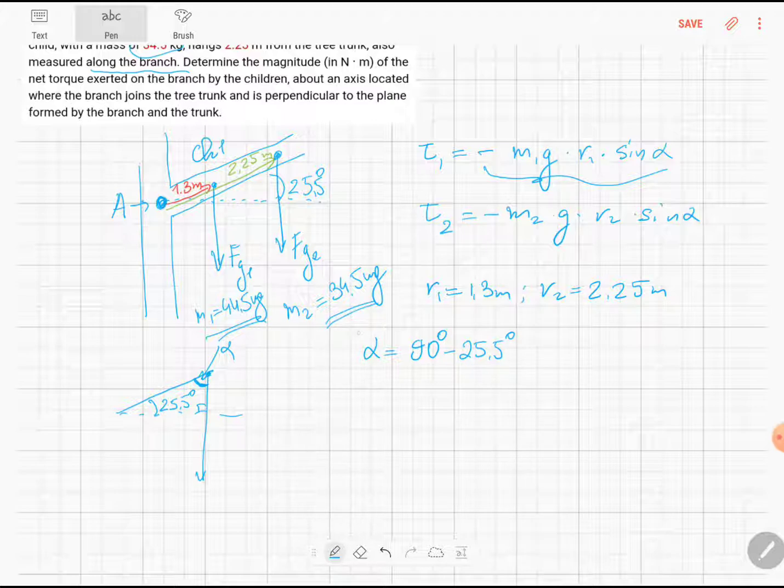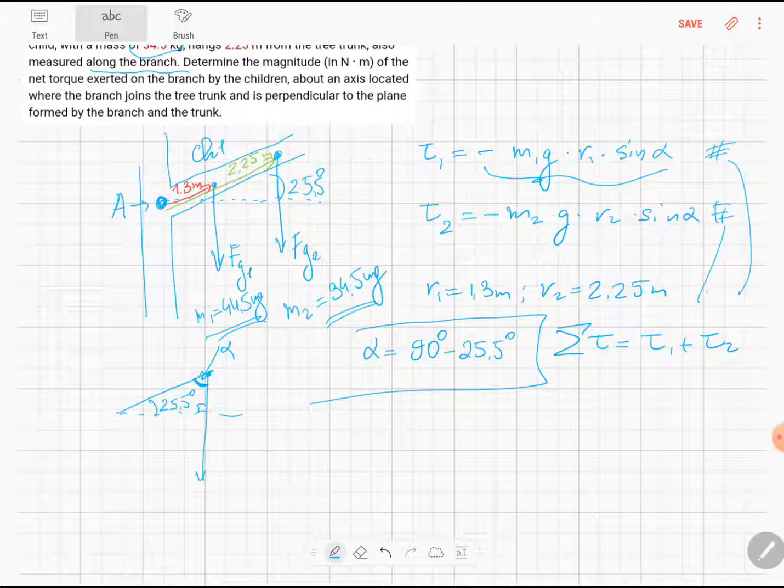Of course we need to find the net torque, the torque created by both children. The net torque will be the sum, tau 1 plus tau 2. We will just substitute the numbers we obtained here. This number we will substitute into this equation. Finally, we need to find only the magnitude, so we have to discard the sign of this torque. The final result will be positive. It will be just a number because we need to find the magnitude. And then that's it.